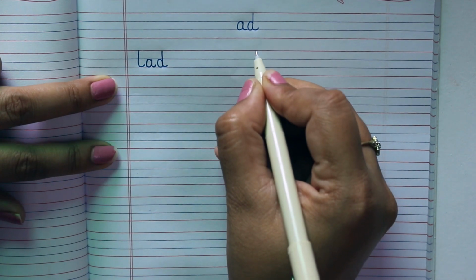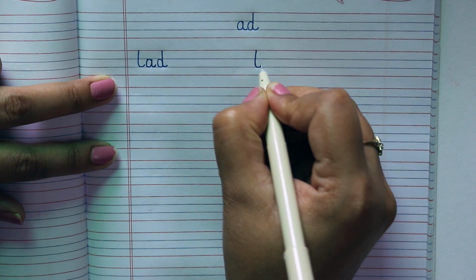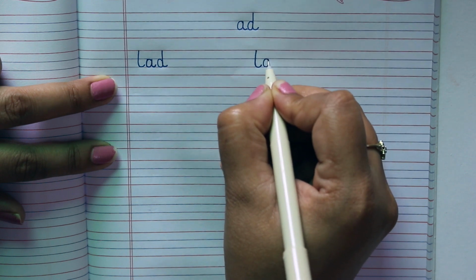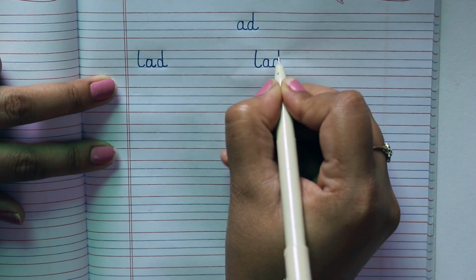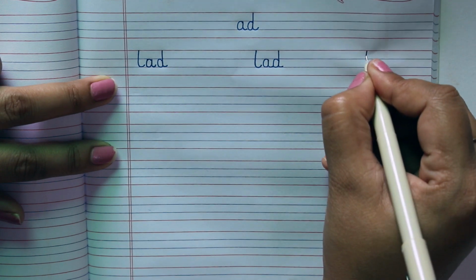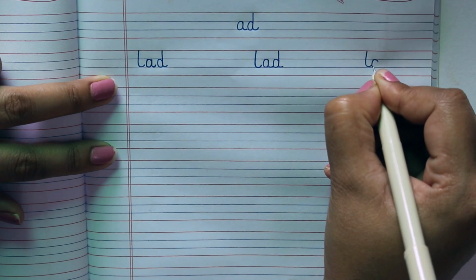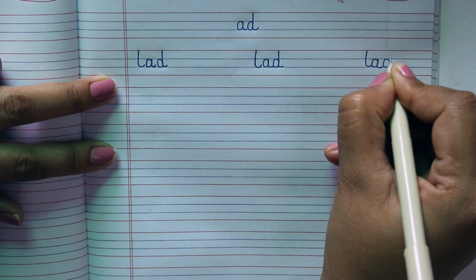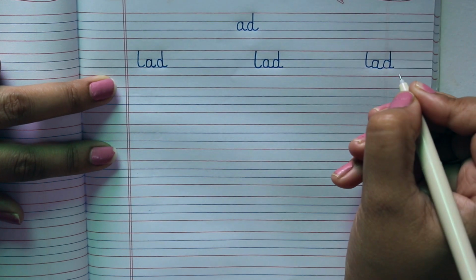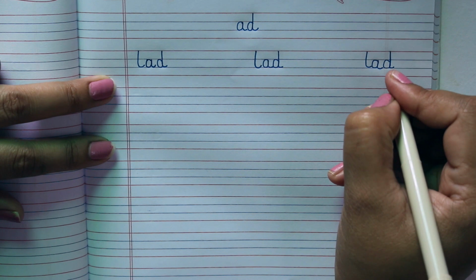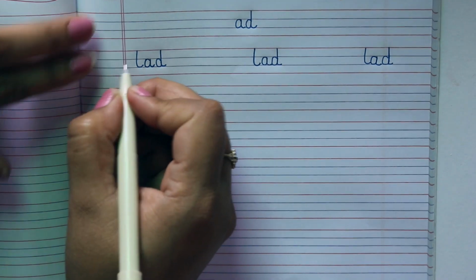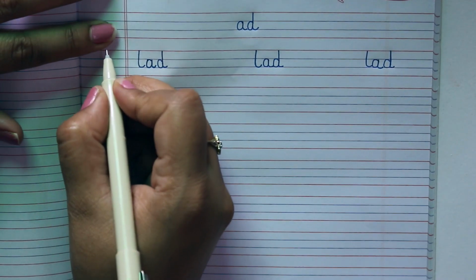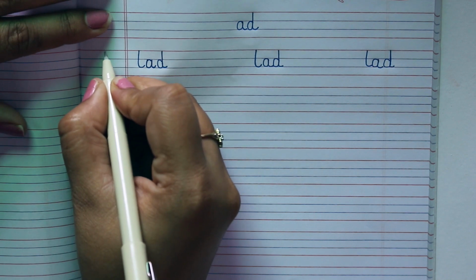Again, repeat after me. L, add, lad. L, add, lad. Lad means क्या होता है? Boy, यानी लड़का. So we draw a boy also like this.